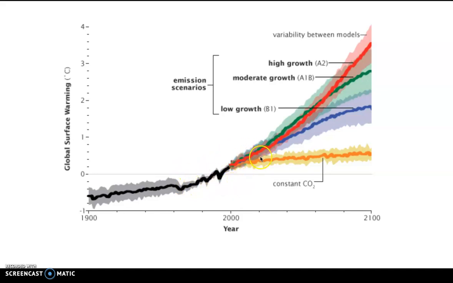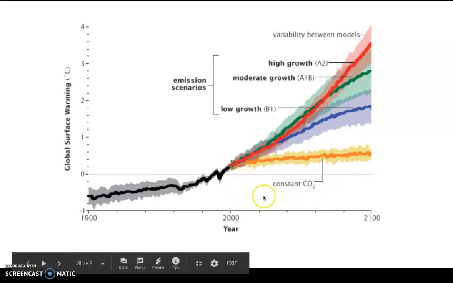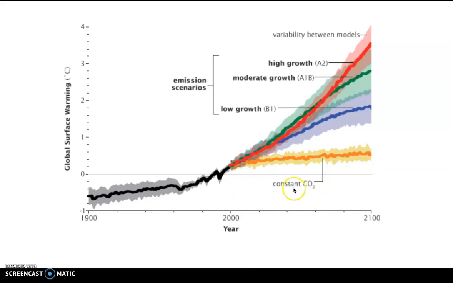You can see it's pretty tight out here, but everything out in the color range is actually a prediction based on different assumptions. So this bottom one is the assumption that we don't continue to add CO2 to the atmosphere, that we level it off. And so the solid line is the prediction, but the lighter yellow is a recognition that there's uncertainty. And that uncertainty, if you guys look at the blue and the green, tends to get much bigger the farther we're extrapolating from our actual data.